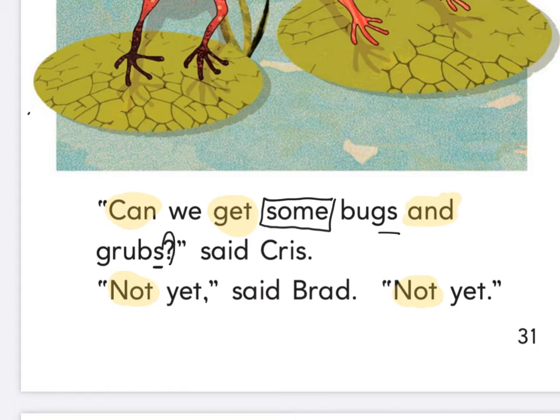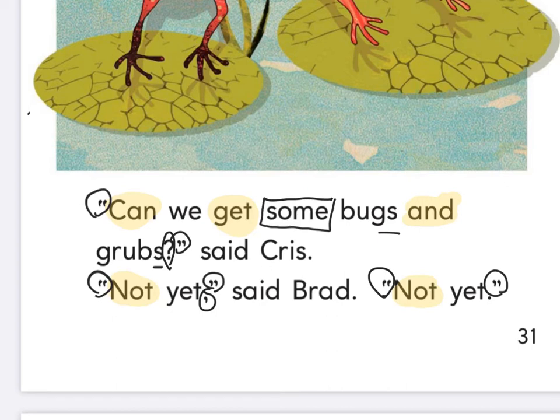I see a question mark. This word comes after quotation marks. It's the word said. Cris. Not yet. Said Brad. Not yet. I see some quotation marks we need to circle. Quotation means somebody is talking, comma, comma, comma. Quotation, quotation. Means someone's not talking. Okay, great job. Press pause and read this 2 or 3 times to yourself and then press play.